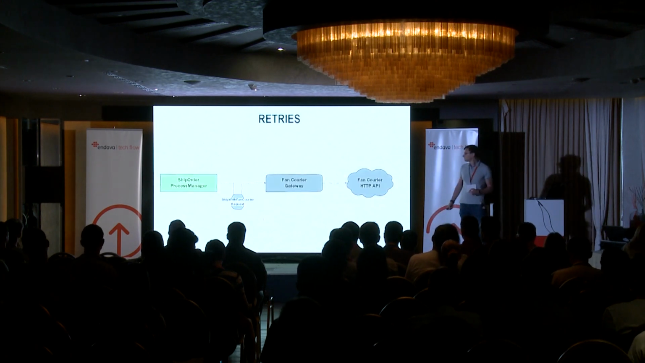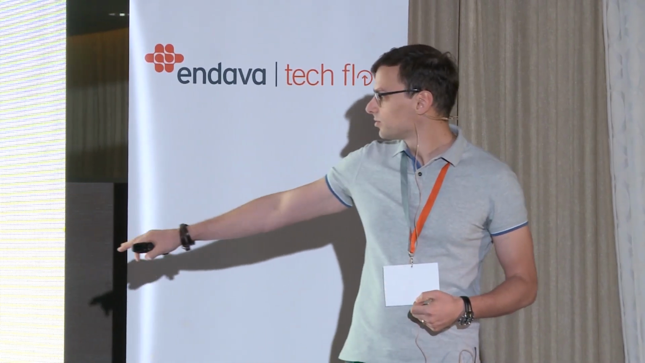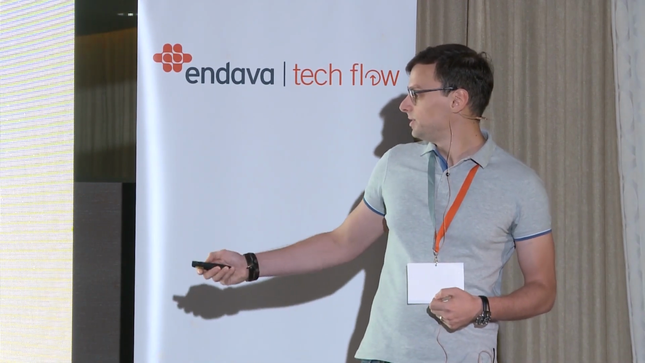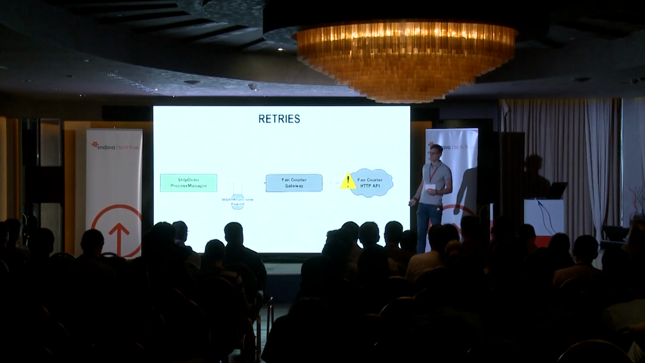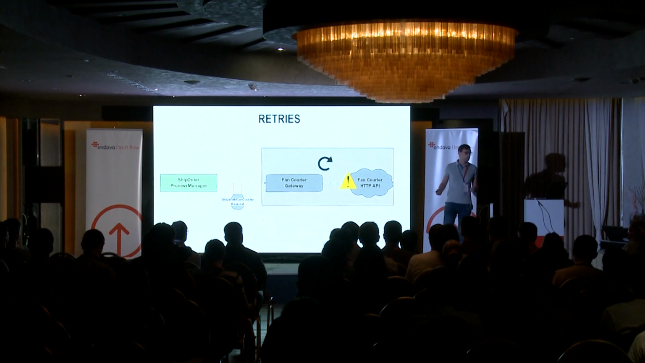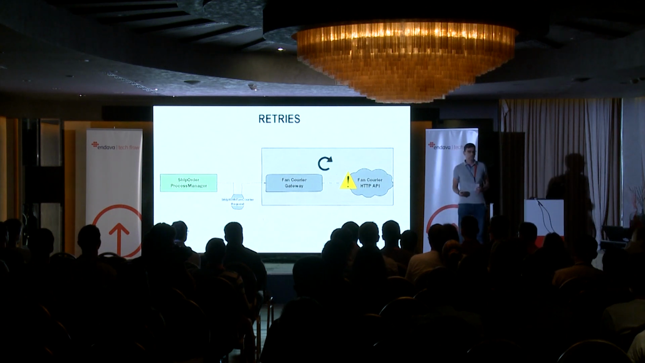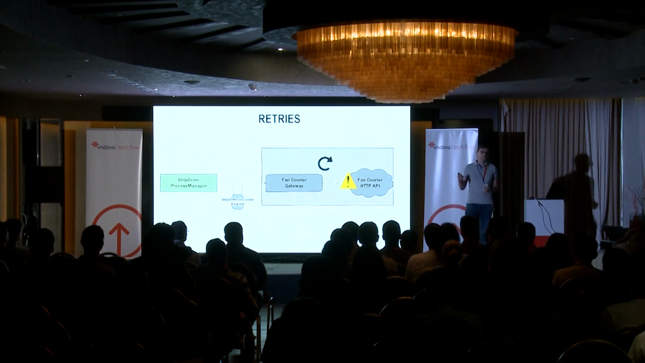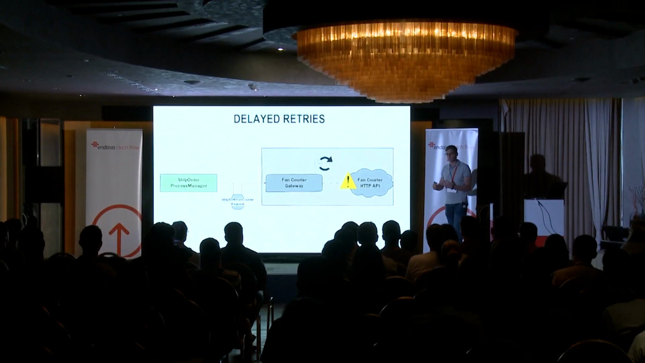Well, what happens if we send a ship with Fun Courier request to the Fun Courier gateway? This calls the Fun Courier HTTP API, but we get an HTTP timeout. So what can we do in this case? The simplest answer is that we can retry. We can just call it again. What happens if it still fails? Well, we can wait 10 seconds and then retry again. If it still fails, wait 20 seconds and then retry it again. This is what's called delayed retry or exponential backoff.